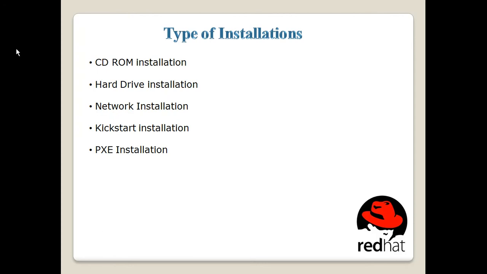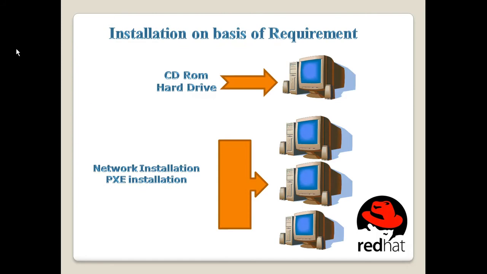Basically Red Hat supports 5 types of installations. First is the CD-ROM installation, second is a hard drive installation, network installation, kickstart installation and PXE installation. We're going to see the details of each type of installation, and there is one thing to note. From the point of view of the RHCE exam, the installation is not part of the exam. The Red Hat server is already pre-installed there, so you need not care much about it. So we're going to study the different kinds of installation that Red Hat supports.